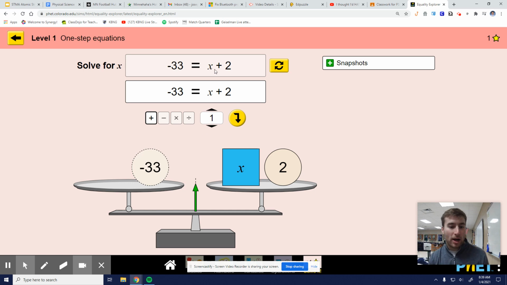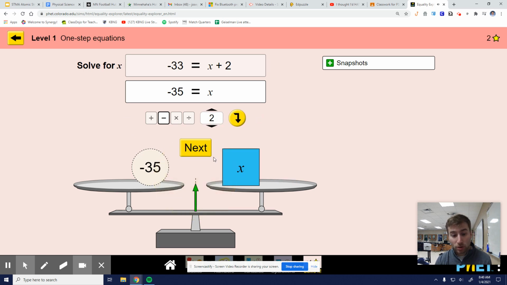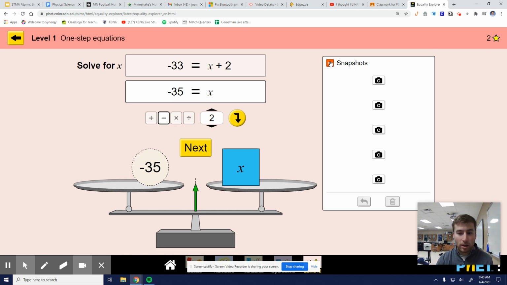All right. And now I have x plus 2 equals negative 33. Because the x and the 2 are being added together, I'm going to want to subtract 2. I hit subtract, change the number to 2, got the answer correct. x equals negative 35. Now I have 2 stars here in the corner. You can take a snapshot here of the screen, and you can submit it from there.